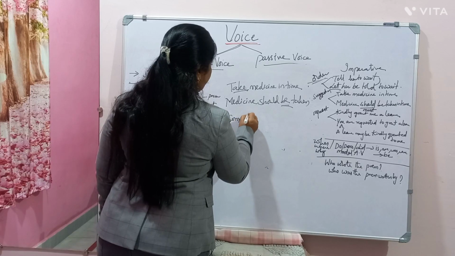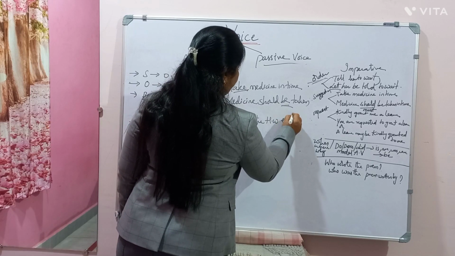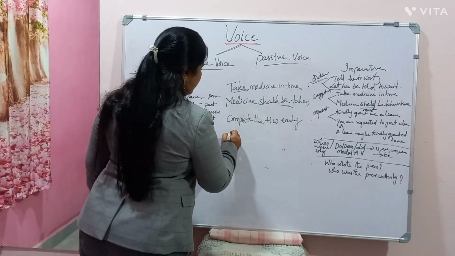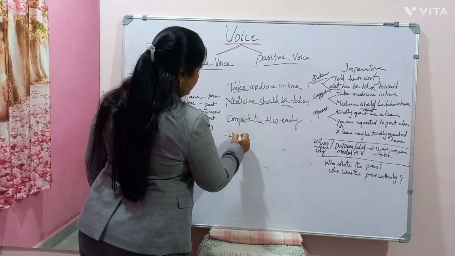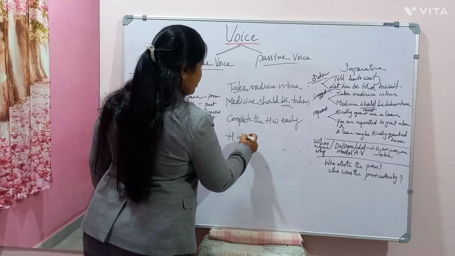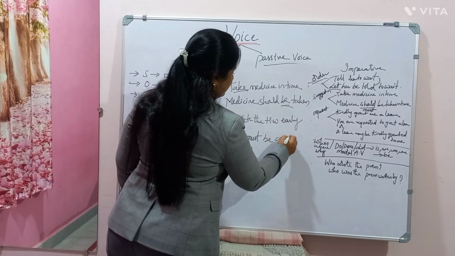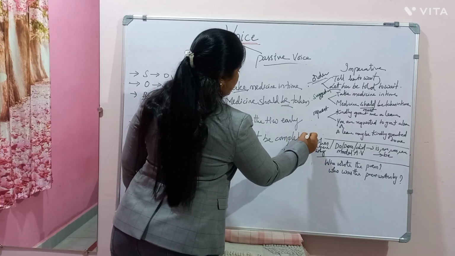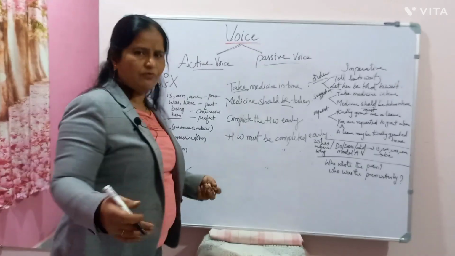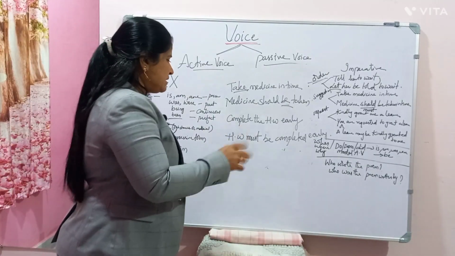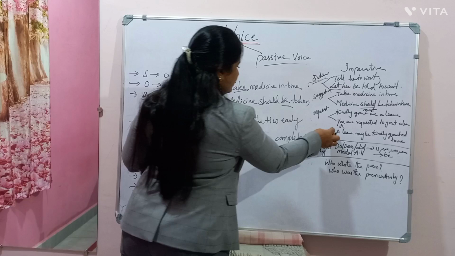Complete the homework early. So what should the homework be? Homework should be or must be. Let's take should or must. What is best here? Let's try must. Homework must be completed early. If it is not completed early, we have some other work, so we have to do it. Homework is very important for us, that's why we start with the homework. So it's a passive sentence.